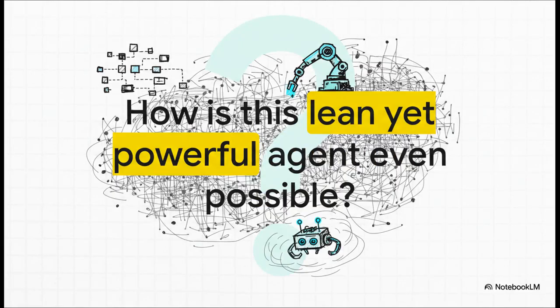So that leads us to the big question, right? The whole reason we're doing this deep dive. How is that even possible? What kind of architectural decisions did they make to build something so small, yet so powerful? Well, that's exactly what we're about to find out.